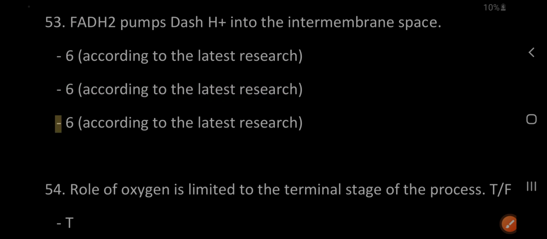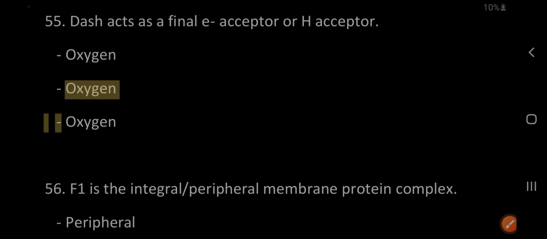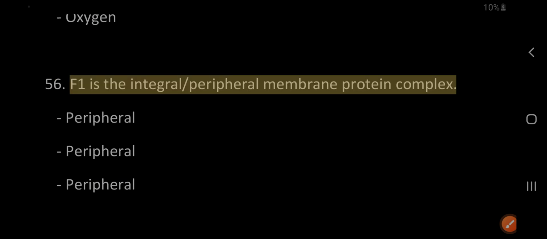54. Role of oxygen is limited to the terminal stage of the process. True or false? True. 55. Dash acts as a final electron acceptor or H acceptor. Oxygen. 56. F1 is the integral, peripheral membrane protein complex. Peripheral.